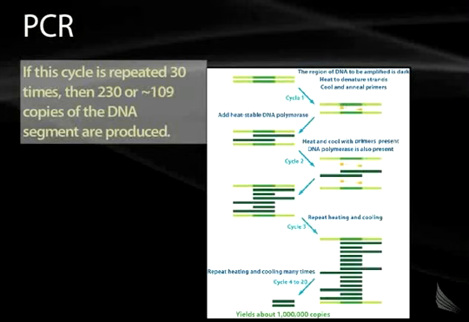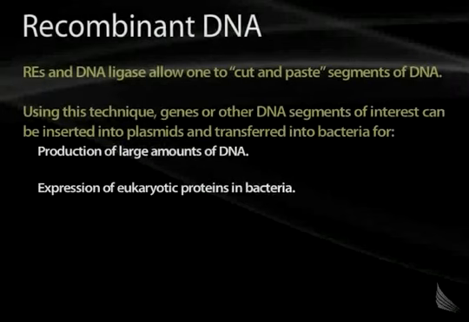Now, if we repeat this cycle over and over and over again, what we end up with is 2 to the 30th, or approximately 10 to the 9th, or 1 billion copies of that specific DNA segment, as is shown in this particular schematic diagram. So that's how we use PCR, and again, we can use that for a variety of different purposes.